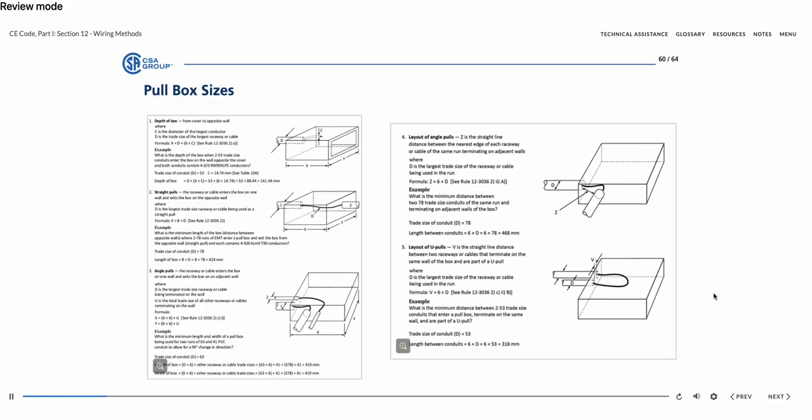To calculate the size of a box for a polar junction box, the diameter of a cable is the same as the trade size of the raceways that would be required to have the same size and number of conductors in the cable. The following are examples of this calculation. Take a moment to review the graphic.